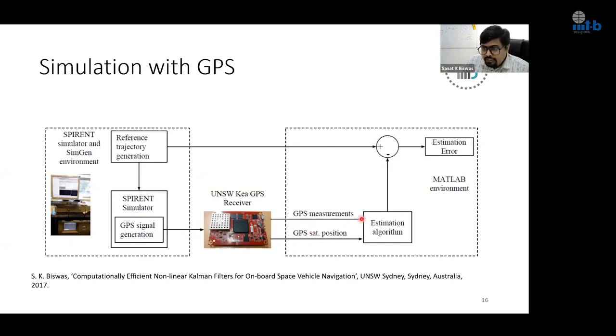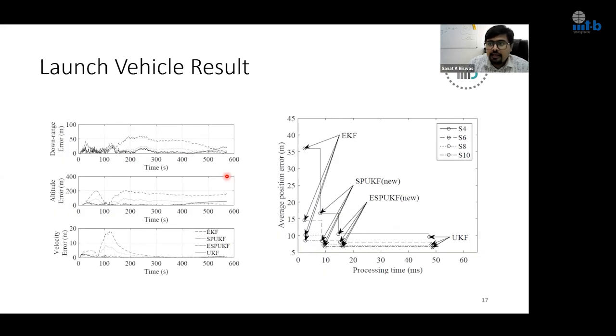So now this receiver provides us these measurements, and then we use various estimation algorithms, and then we compare and find out how far we are from the reference trajectory that we fed to the simulator, right? So this is the framework for the simulation. Now these are the results. There we compared EKF, SPUKF, ESPUKF, and unscented Kalman filter as well.